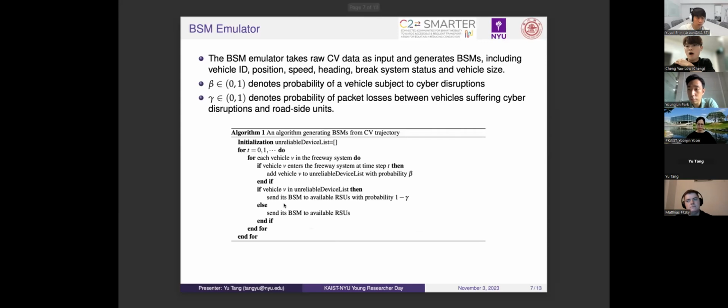Next, I will introduce the major components. The first is the BSM emulator. Concretely, the BSM includes the vehicle ID, positions, speed, and heading, and the vehicle size. So we can see the algorithm below. Actually, there are two key parameters of the algorithm. The first one is beta. Here, beta is the probability of a vehicle being subject to cyber disruptions. And the second key parameter is gamma. Gamma is the probability of packet loss between vehicles suffering cyber disruptions and the roadside units.